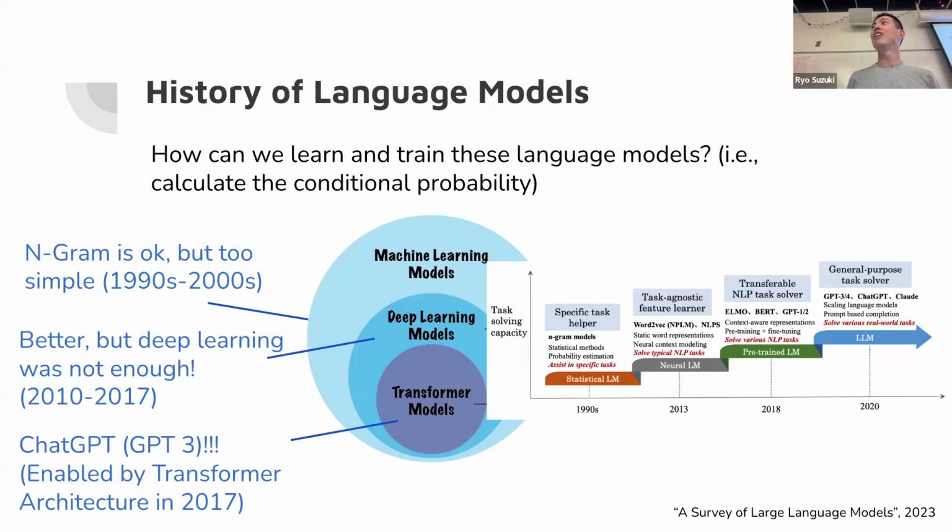When Google uses RankBrain for the search engine, would that be considered machine learning?